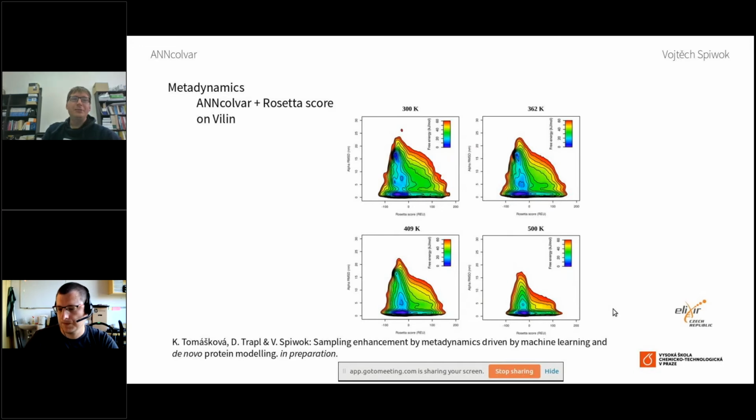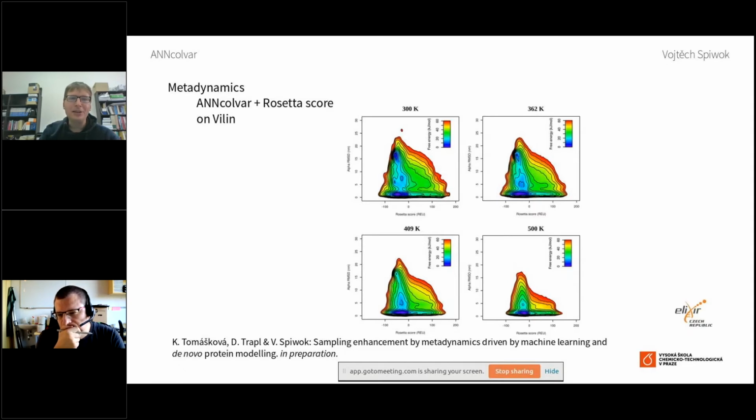And finally, we applied it on a little bit bigger mini protein called Villin. What we approximated by our neural network was a Rosetta score. That is a program which is very successful in prediction of three-dimensional structures of proteins, called Rosetta. In principle, it would be possible to implement this into the code which we use for molecular dynamics simulation and acceleration by metadynamics, but it would be quite complicated.